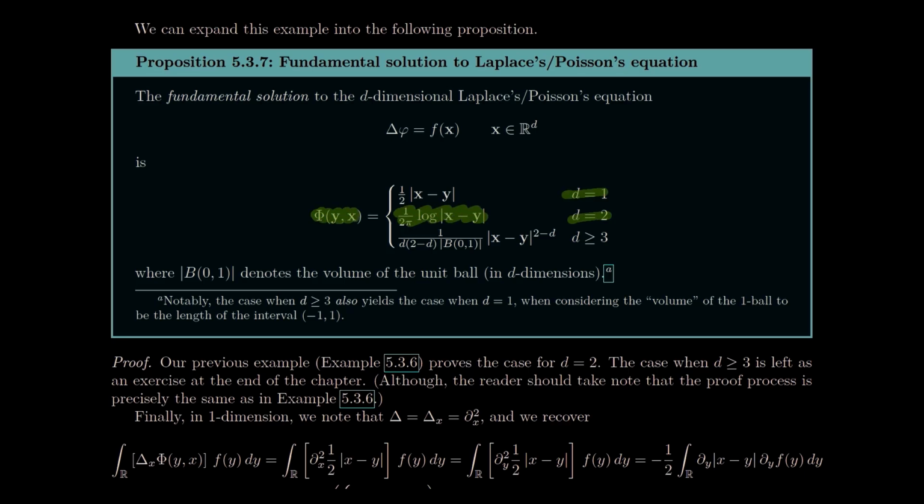So that's what this proposition gives: it provides you with the fundamental solution in 1 dimension, 2 dimensions, which is the one we just saw with the logarithm, and greater than or equal to 3 dimensions. You'll notice that if I had plugged d equals 1 in here, this does actually reduce to the 1-dimensional case. So it's really the 2-dimensional case, the only special one here.